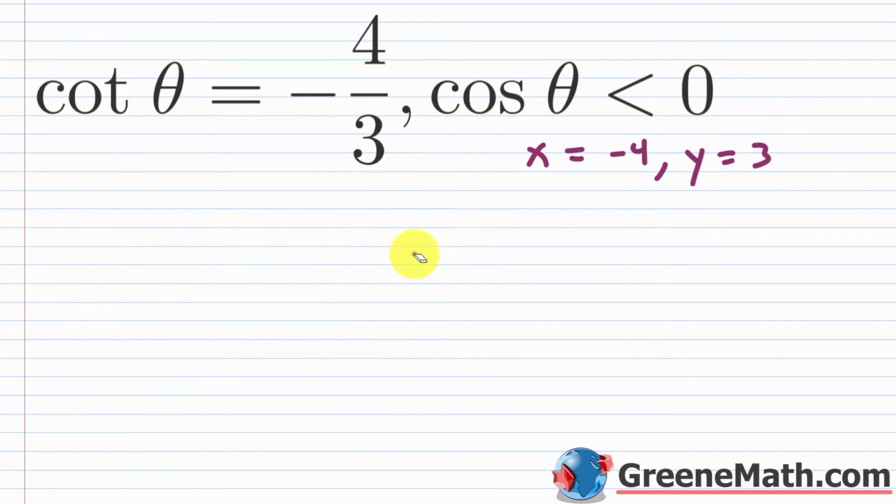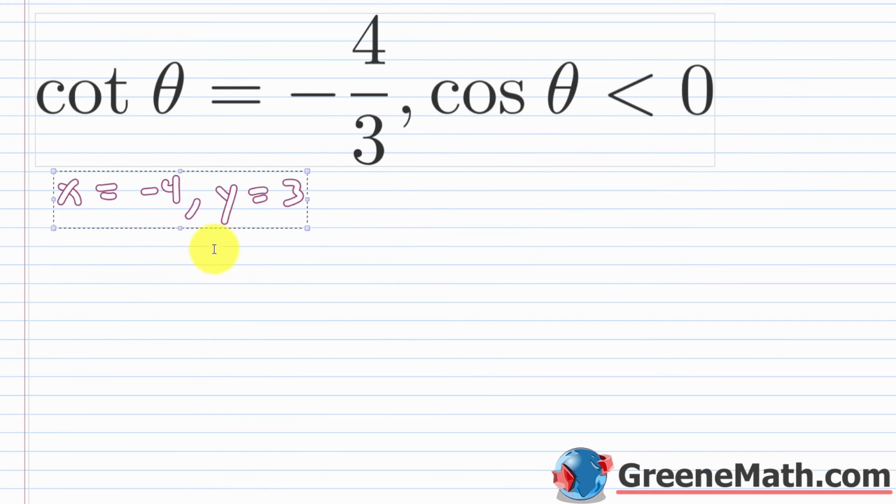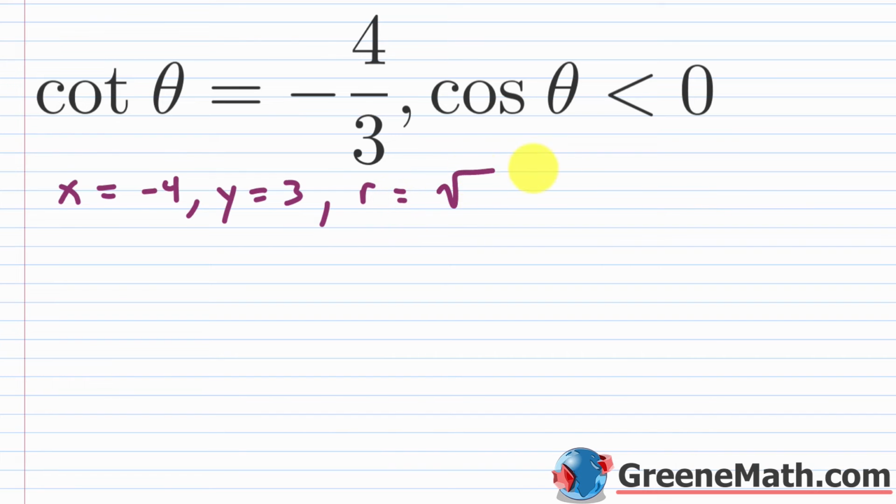We just need to figure out what r is. So let me slide this down here. So r is equal to the square root of x squared plus y squared. So x here is -4. -4 squared is 16. Plus y here is 3. 3 squared is 9. 16 plus 9 is 25. So this is the square root of 25, which is going to be 5.